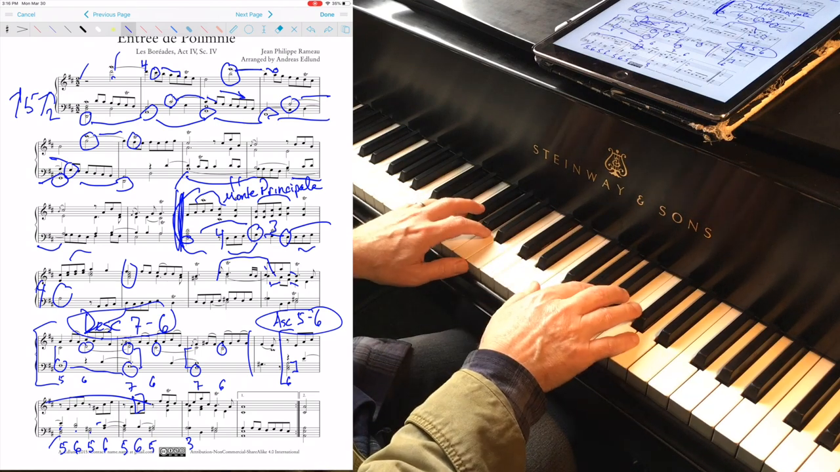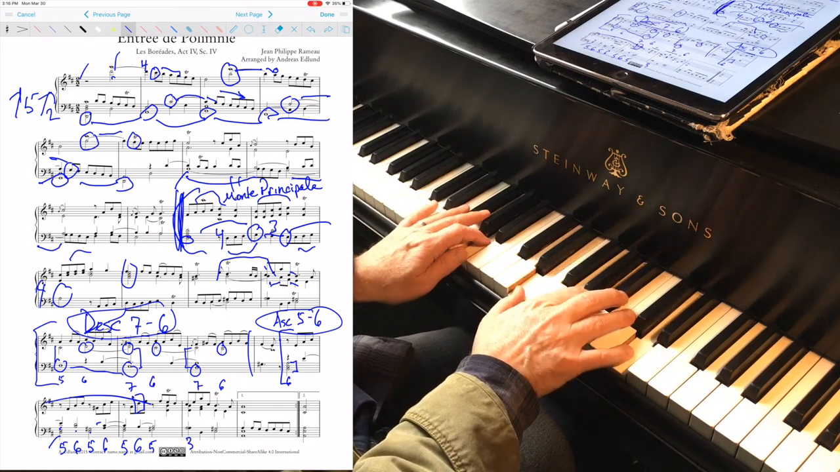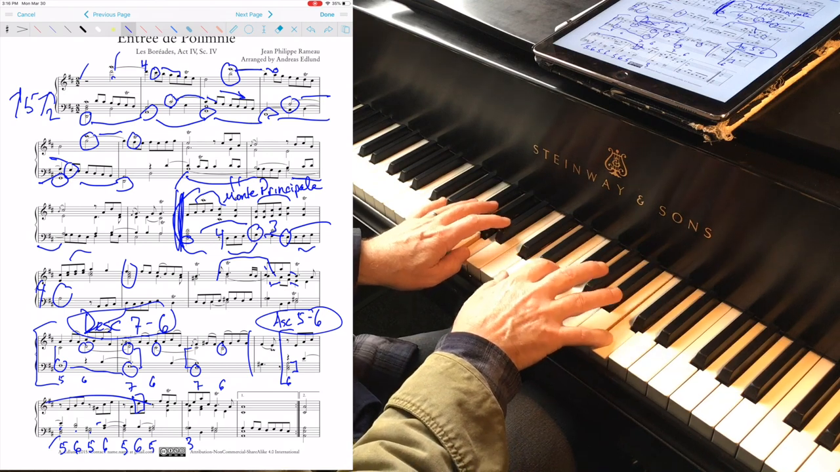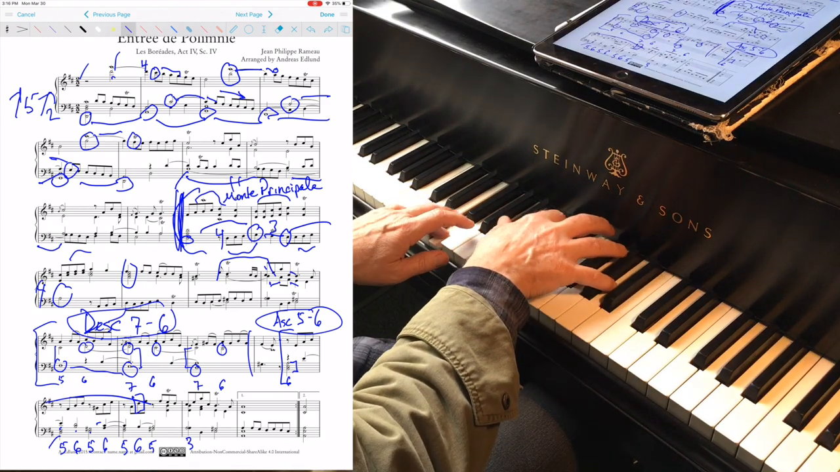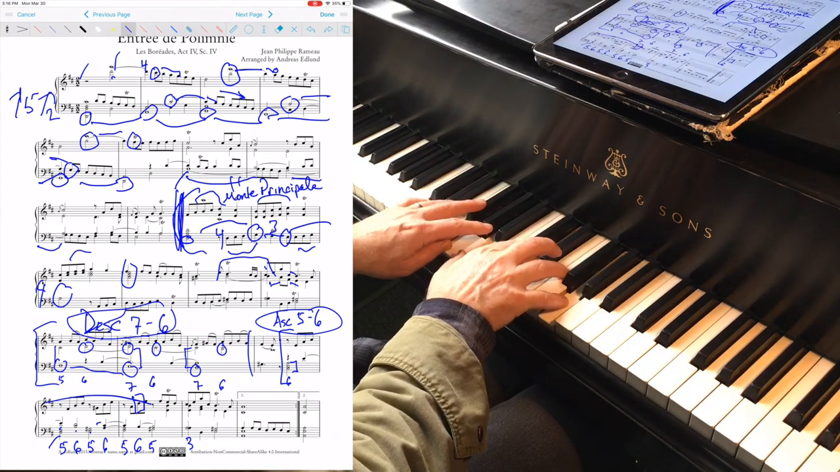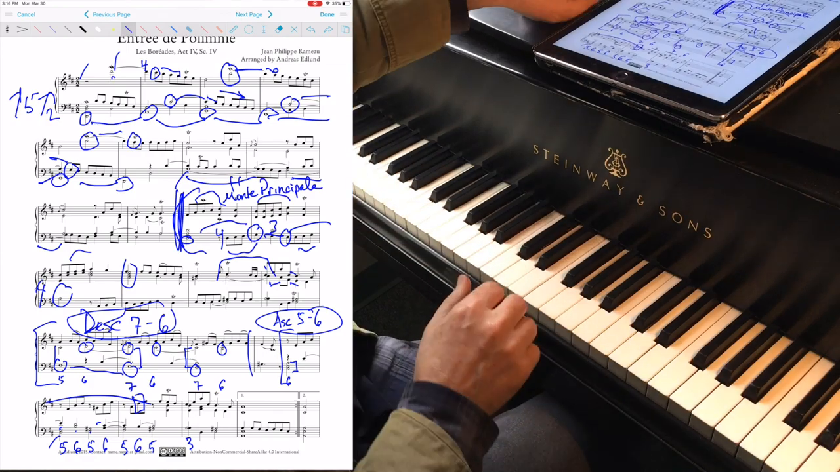Does it work in minor? That would be a yes.